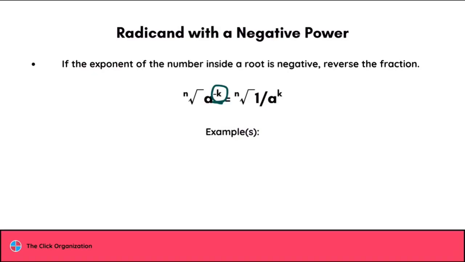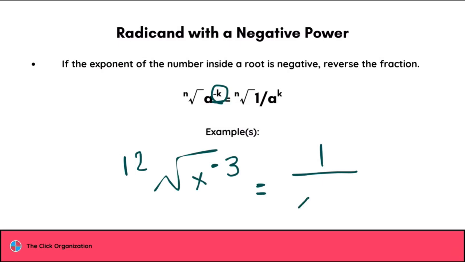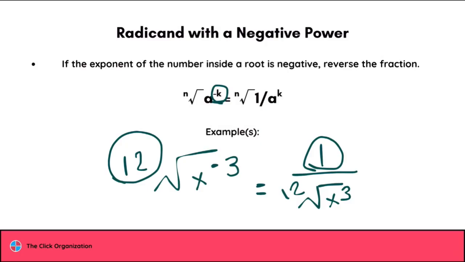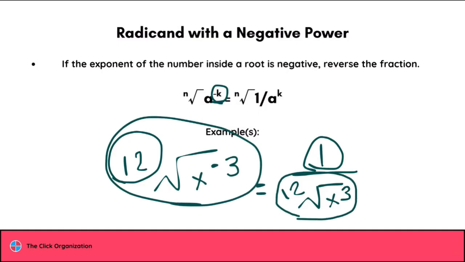Let's go with an example. For example, I have the 12th root of x to the power of minus 3. How am I going to change this? It will be 1 divided by the 12th root of x to the power of 3. Please remember that 1 doesn't go under my degree of the root. 1 is completely a different, separate number. Only x was under the degree of 12. So only x goes under the degree of 12, even after its power is a positive one.